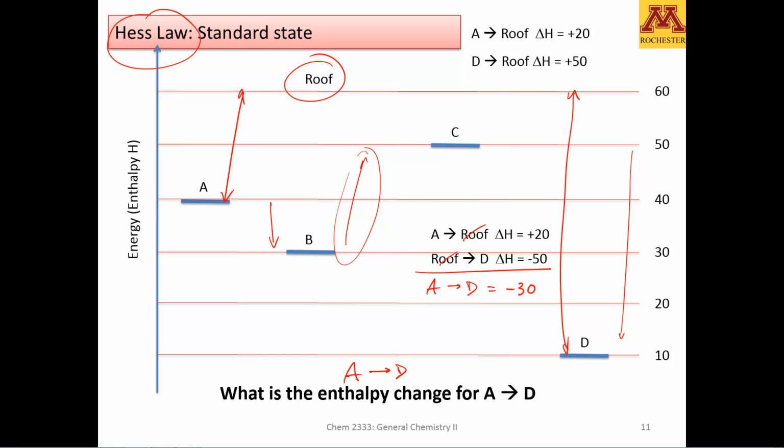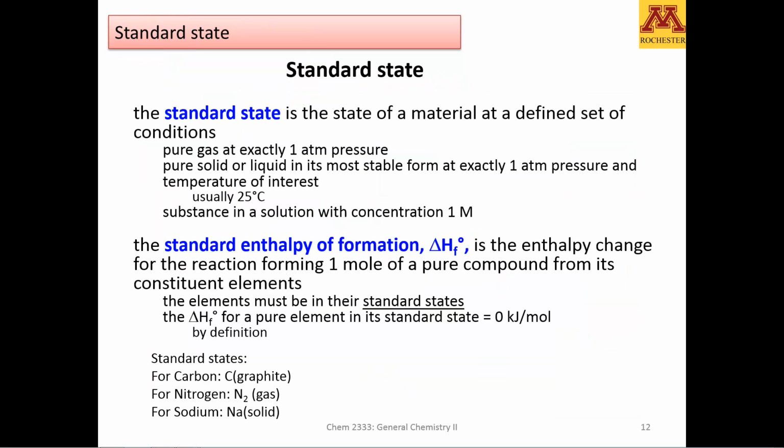So what is this roof that we're talking about? What is this absolute reference point in chemistry that all chemists one day got together and, after having some tea, agreed would be our standard state, our roof? The standard state is our roof. So what is the standard state? The standard state, and I'm just reading here, is the state of a material at a defined set of conditions: pure gas, solid or liquid in its most stable form, and usually temperature 25 Celsius. If it's a solution, 1 molar. That's our roof.